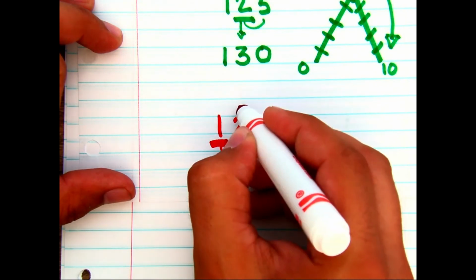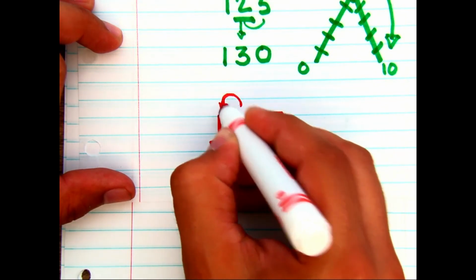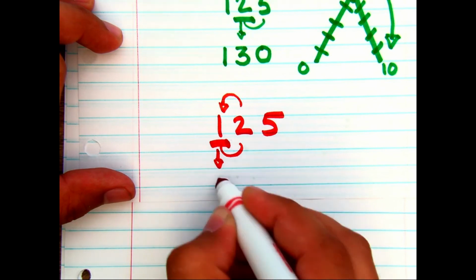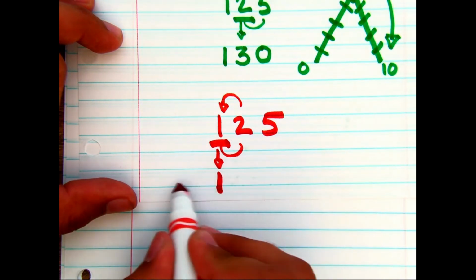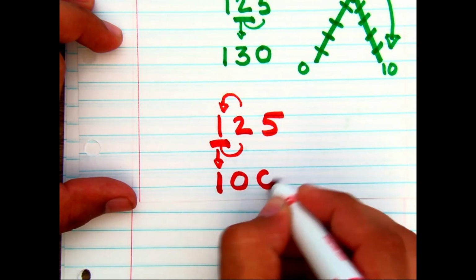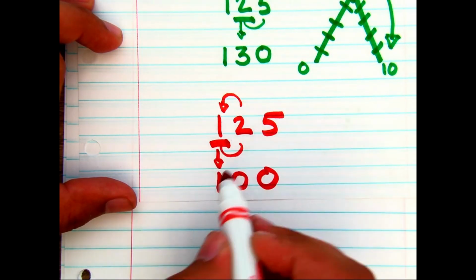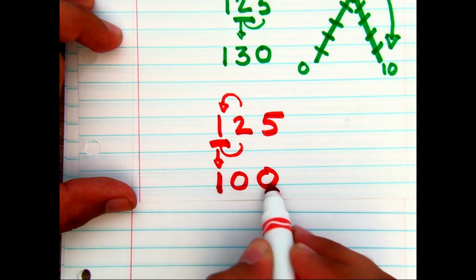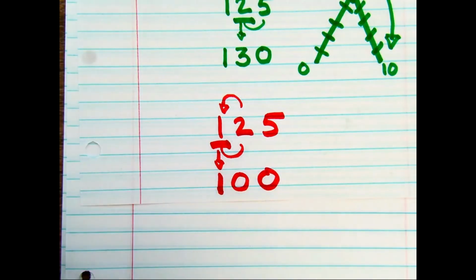Is it 5 or greater? No. So you're not going to add 1 more. It's going to stay a 1. Numbers in front, there aren't any, so those stay the same. Numbers behind, zeros their name. So 125 rounds to 100. And that's rounding to tens and hundreds.